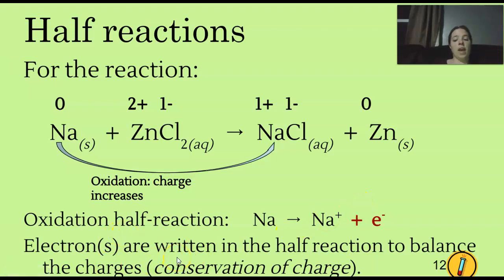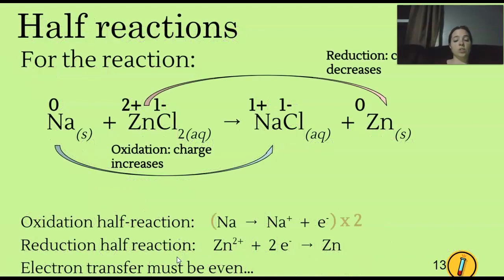Electrons are written in the half reaction to balance the charge. You've got to conserve the charges. So when I do that, zinc is my reduction. It goes from a +2 to a 0, meaning it gains 2 electrons, making it stable. Again, Zn2+ plus 2 electrons goes to Zn, right? And remember, we have to conserve the charge because there's 2 down here.